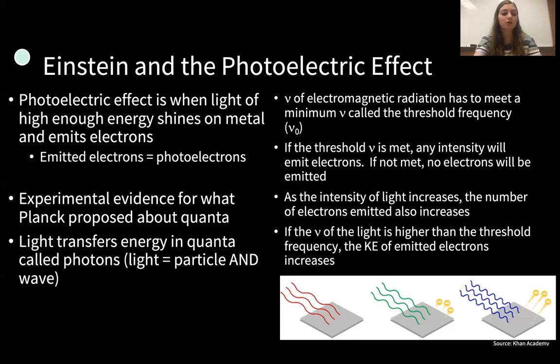So the important thing of Einstein's experiment and what he discovered with the photoelectric effect is light transfers energy in quanta called photons. So that means light is both a particle and also a wave. It's a particle and a wave, and Einstein was the one that proposed that it was a particle as well as a wave.